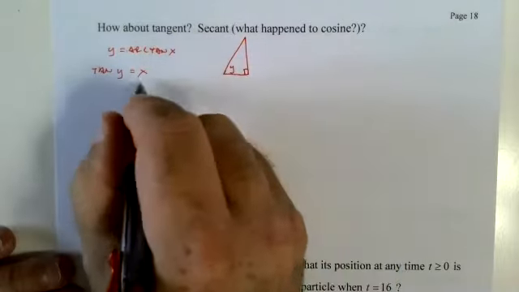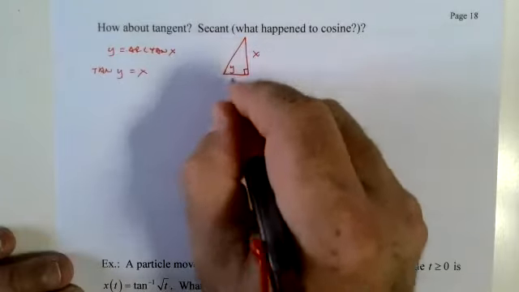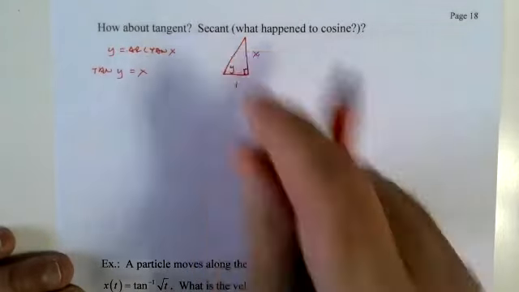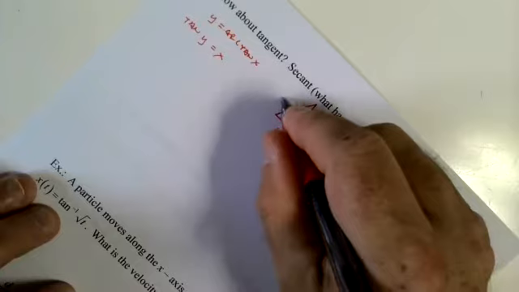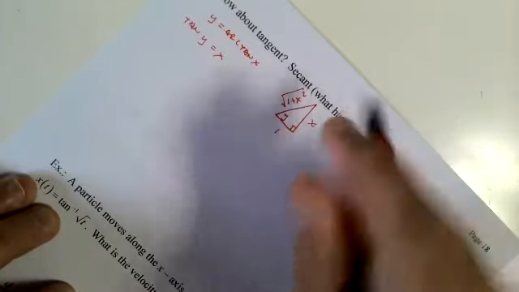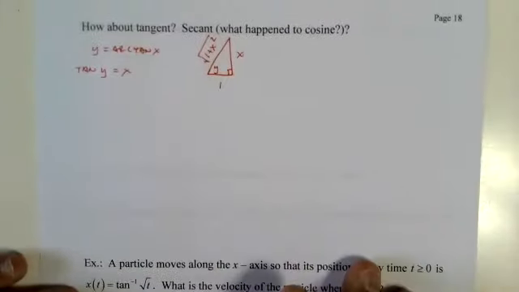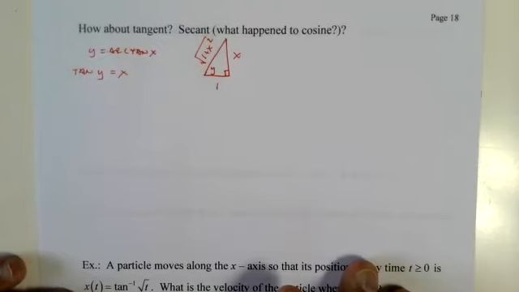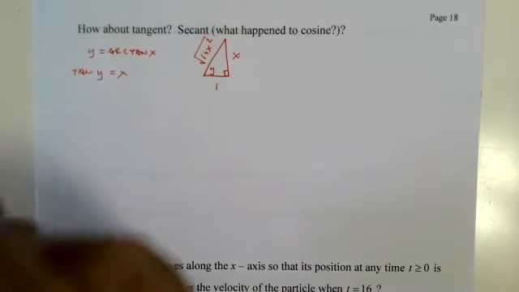Y, tangent y equals x over 1, opposite over adjacent, meaning the hypotenuse is, turn the page just for a moment, the square root of 1 plus x squared. Why don't we write it as x squared plus 1? Just deal with it. Sheesh, bunch of whiners. All right.